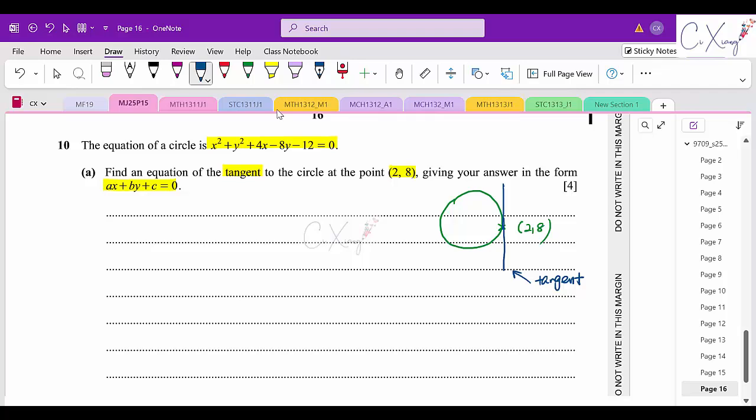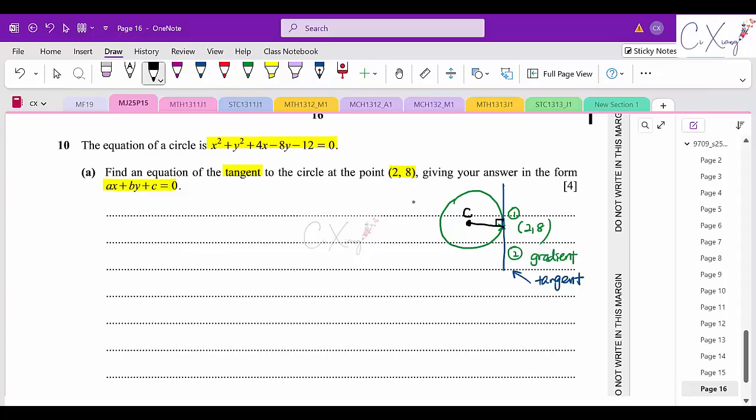To form any straight line equation, basically I need two pieces of information. The first is the passing point, and I already have it because it is (2, 8). The tangent line passes through (2, 8). The second is the gradient. What is the gradient of the tangent at this point? For the circle, we don't know, so we have to figure out the gradient first. To get it, I use a property of the circle: the center, which I label as C, joined to the point on the tangent makes a 90 degree angle.